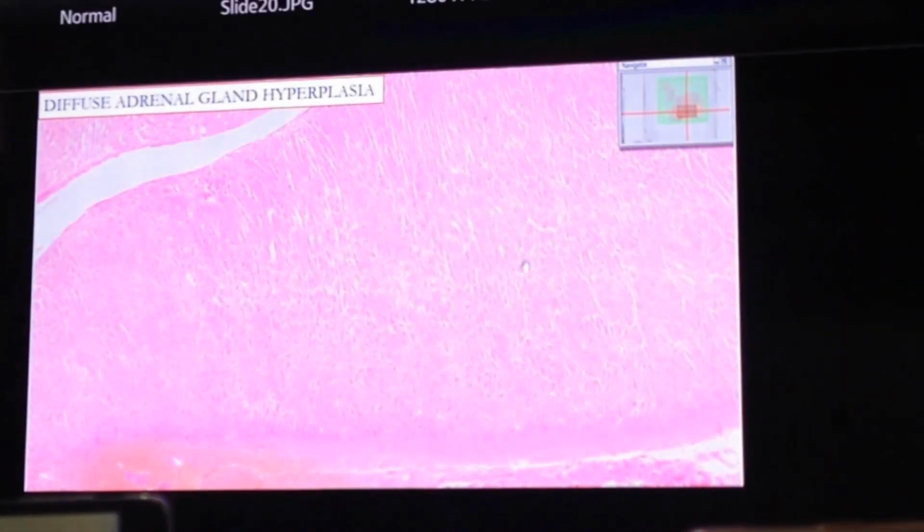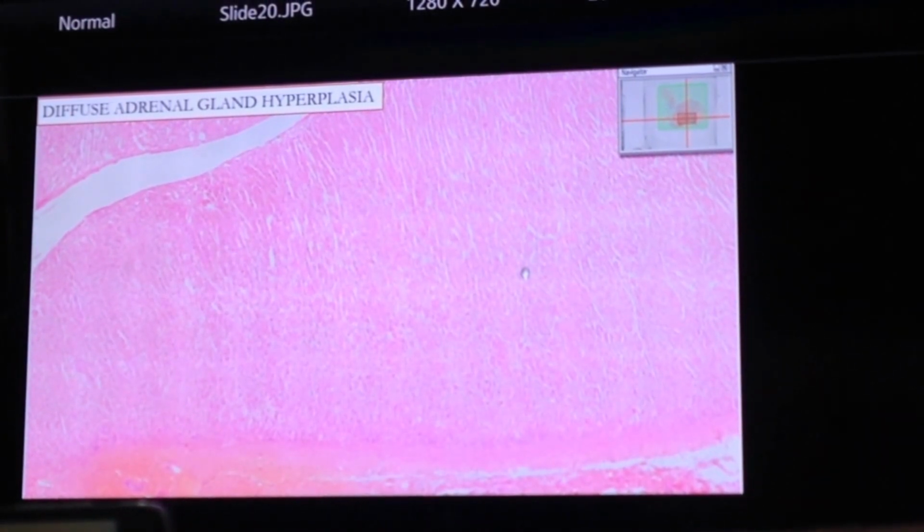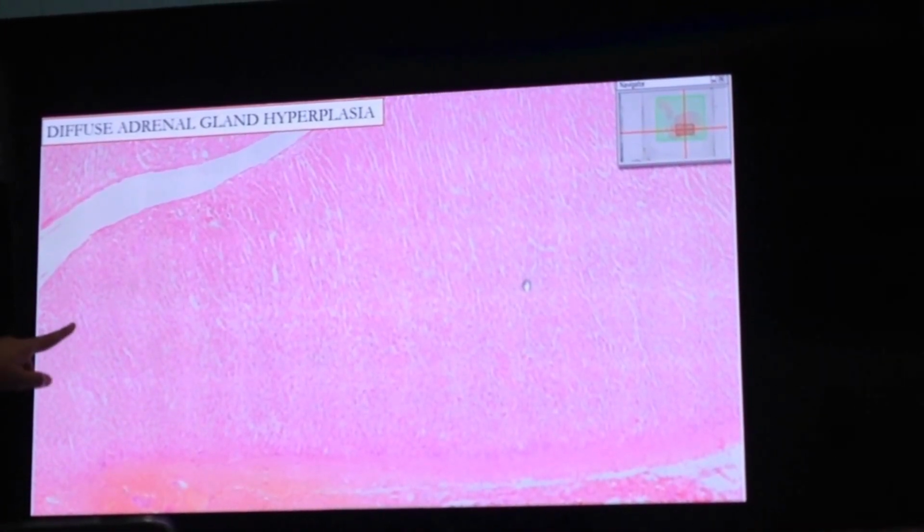So, let's go now to the diffuse adrenal gland hyperplasia. Again, what are the two parts of your adrenal gland? Cortex and medulla. This is the adrenal cortex and this, the medulla. Here you can see 3 layers. What are the 3 layers? Glomerulosa, fasciculata, reticularis. Zona glomerulosa secretes what hormone? Mineralocorticoid, it's your aldosterone.